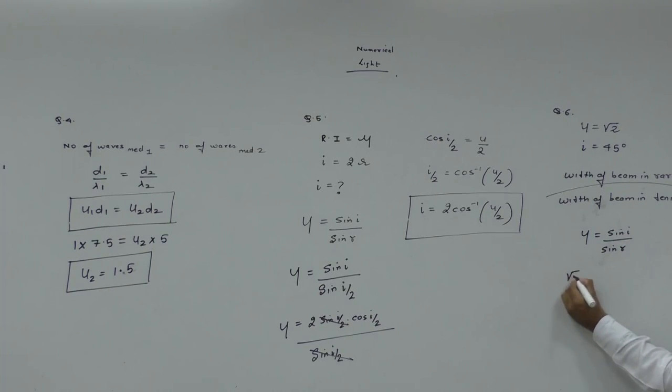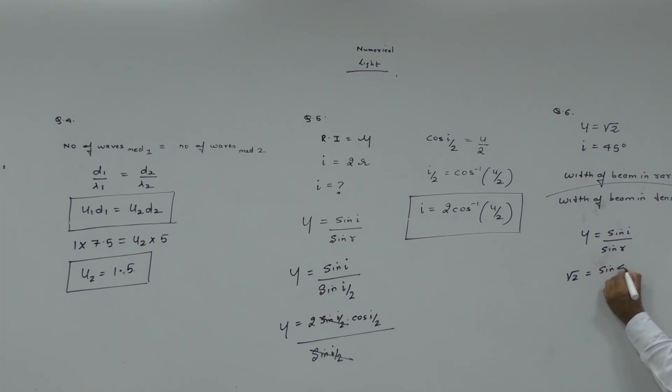Mu कितना है? √2 है. Sin 45. Sin R. So sin R will come over here from half. Sin of how much is half? 30. तो R आपको मिल गया 30.